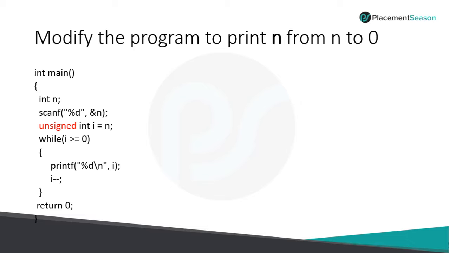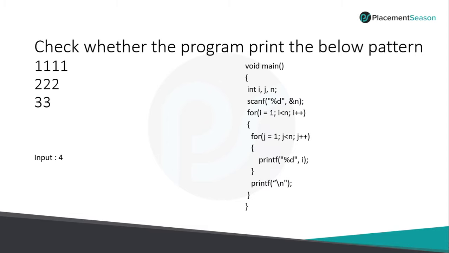Okay, so let's discuss one more question based on this Cognizant Automata fix. Check whether the program prints the below pattern. The pattern is here. You have to print 111, 222, 333 for the input 4. So here is the program, and check whether this program will print this pattern or it will print a different output.